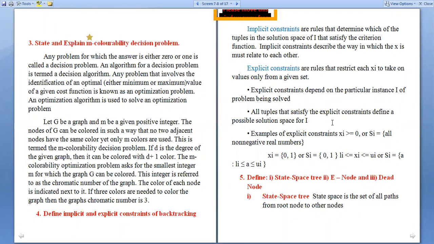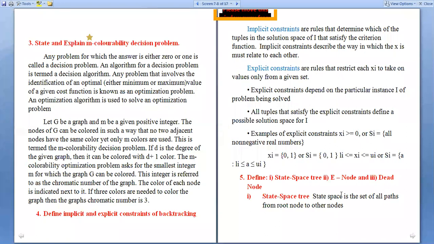Many of the problems we solve using backtracking require that all the solutions satisfy a complex set of constraints. Whatever problem we are solving using backtracking, which needs a complex set of constraints to be followed, should satisfy them. So mainly the constraints are divided into implicit constraints and explicit constraints. Now see the fifth question.